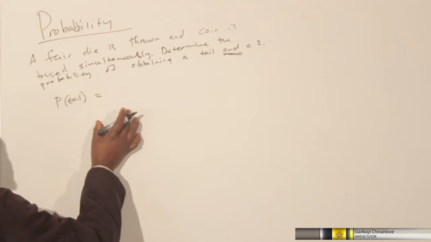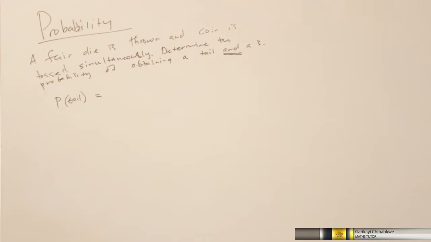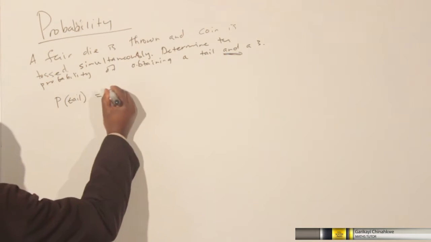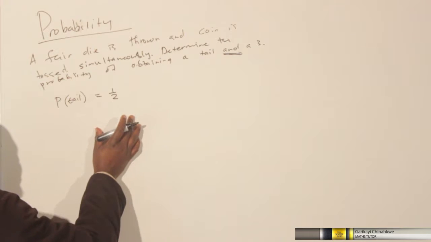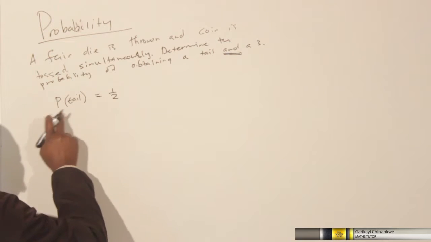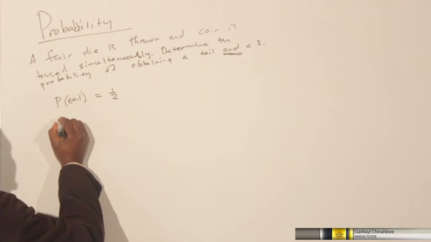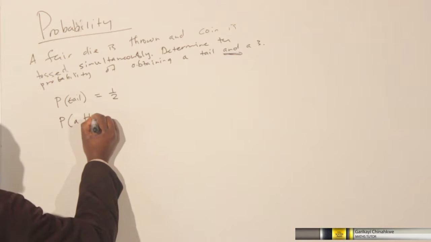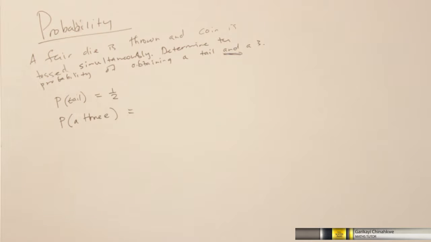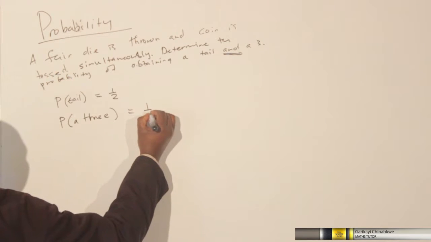We know that there are two outcomes. It's either a head or a tail. So in other words, the probability of obtaining a tail is half, because there are two of them. Then the probability of obtaining a 3 on a die: the number of possible outcomes after throwing a die is 6. So obtaining a 3 is 1/6.